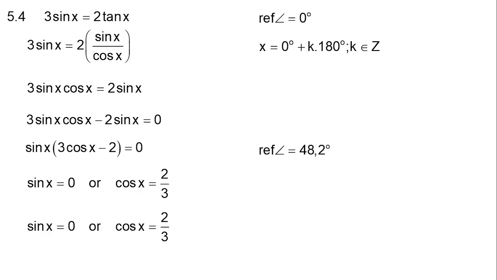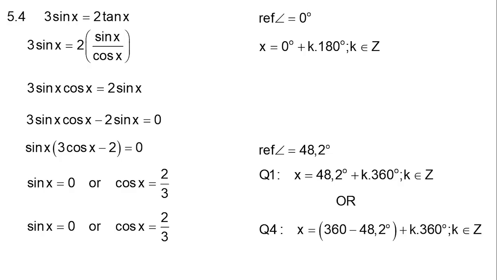Now the second case, which is cos x equals 2 over 3, is a more straightforward case. So you have to check where cos is positive. It's first and fourth quadrants. So on the first, it's x equals your reference angle plus k times the period for cos, which is 360. Don't forget to write k an element of integers, or you can have your solution on the fourth quadrant as well.